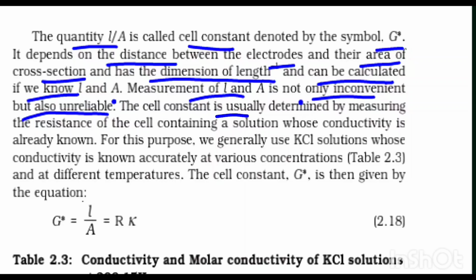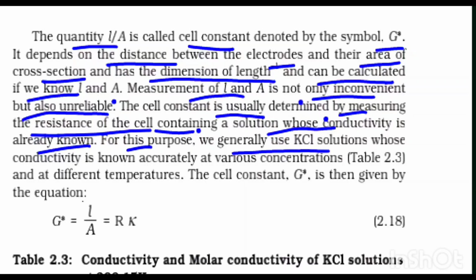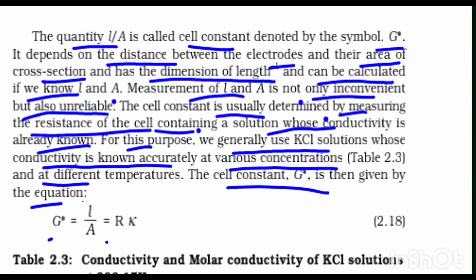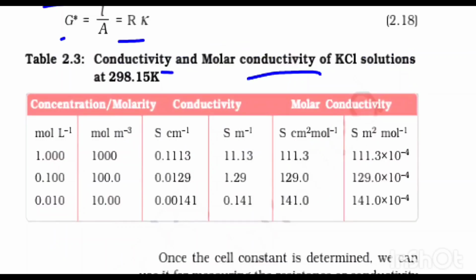The cell constant is usually determined by measuring the resistance of a cell containing a solution whose conductivity is already known. For this purpose, we generally use KCl, whose conductivity is accurately known at various concentrations and at different temperatures. The cell constant, that is capital G, is then given by the equation G is equal to l by A is equal to R kappa, where kappa is conductivity. Molar conductivity of KCl solution at 298.15 Kelvin. So here is given concentration and here is given molarity. Here is given conductivity and here is given molar conductivity.